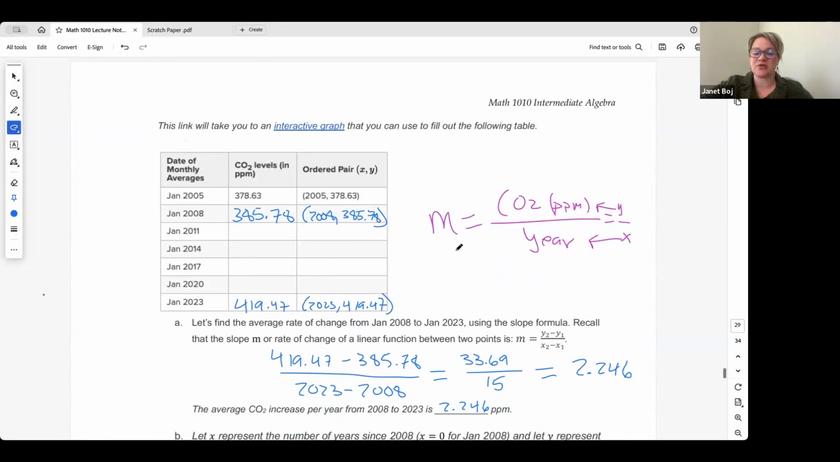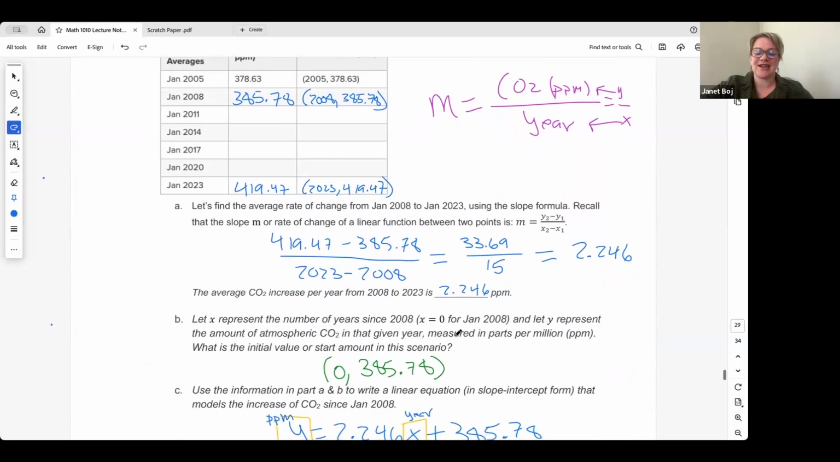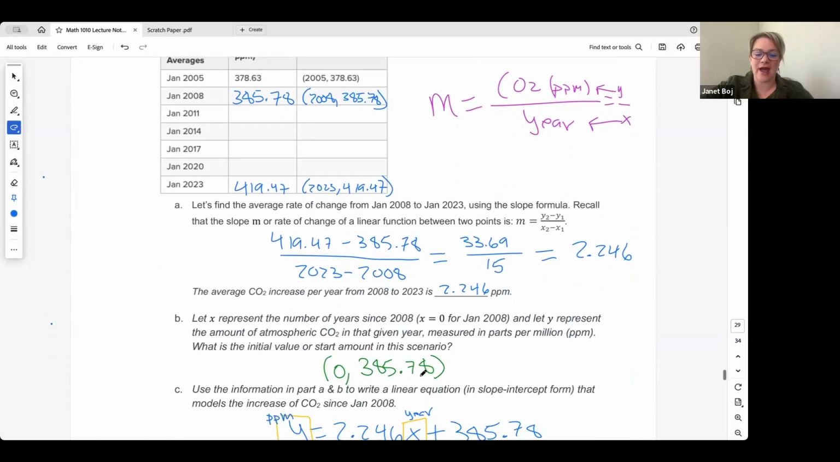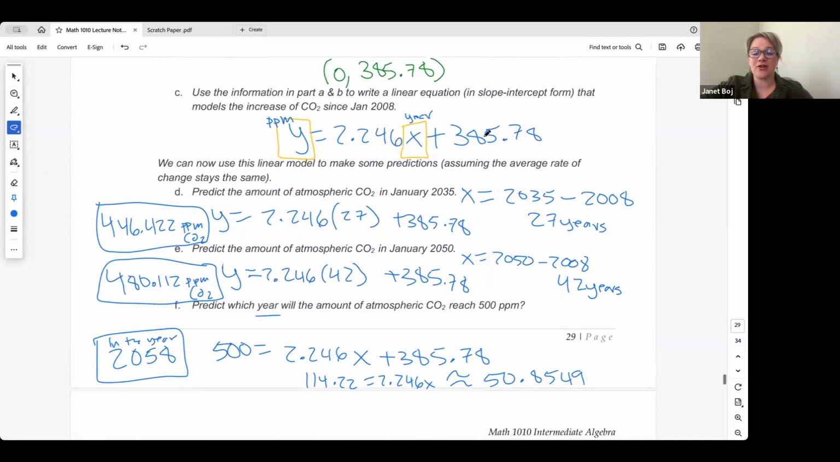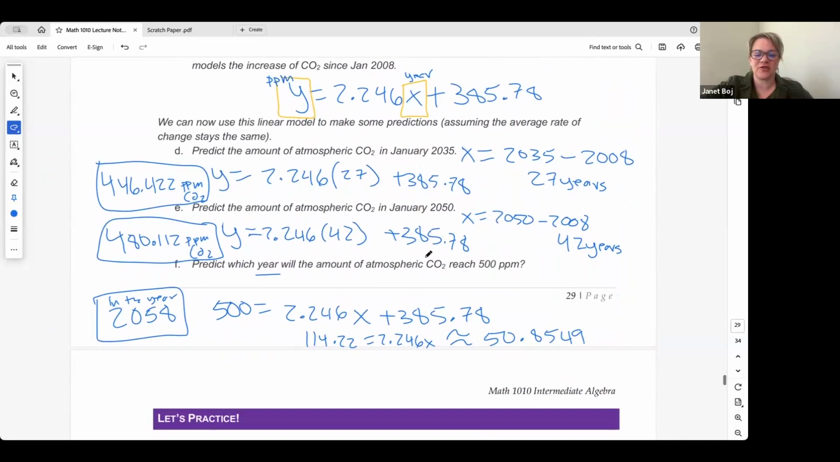That's how you create this model from real world situations. Understanding the slope is the rate of change. Understanding the beginning point is that y-intercept, and understanding that you can find ordered pairs, x and y values that vary over the time, and then you can use this model you created to predict the future. You can either plug in the x value of years and solve for the y value of parts per million, or you can plug in the y value of parts per million and solve for the x value of years.